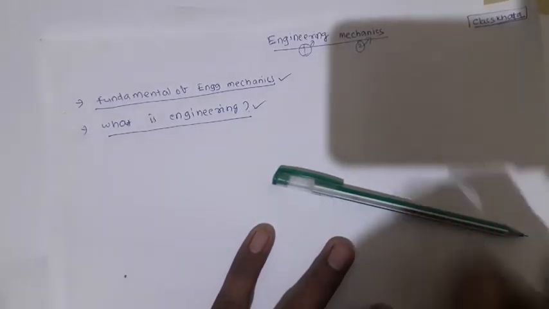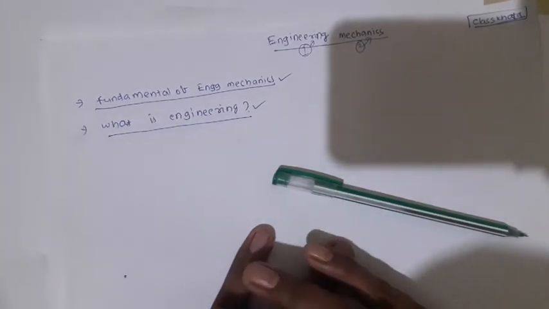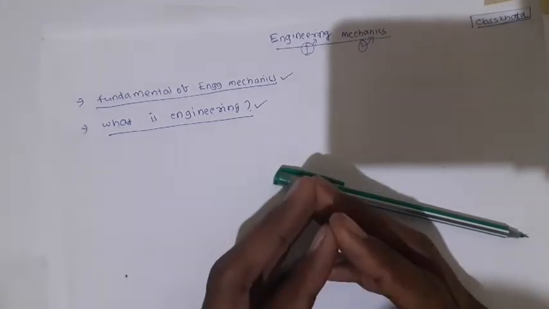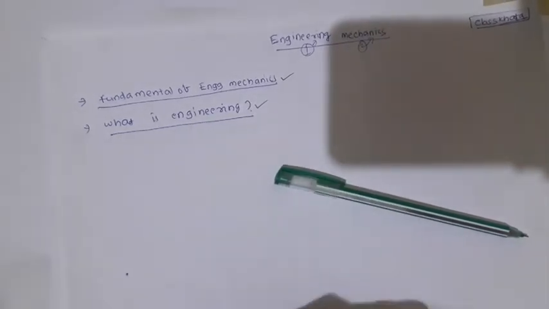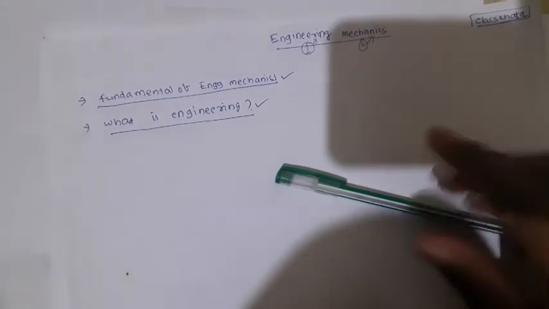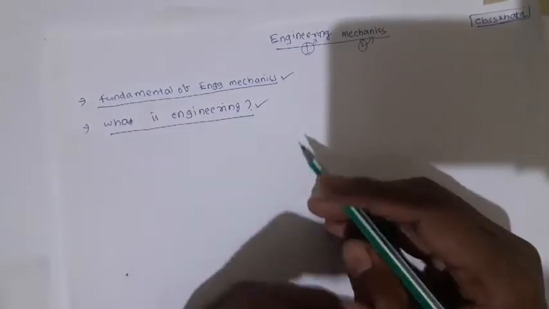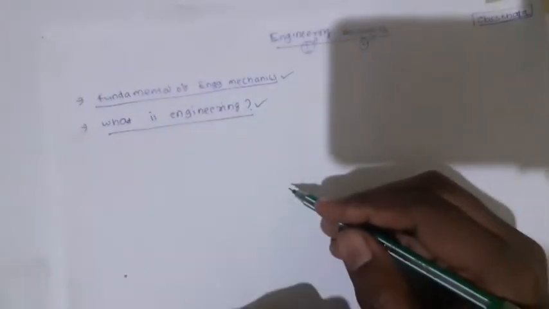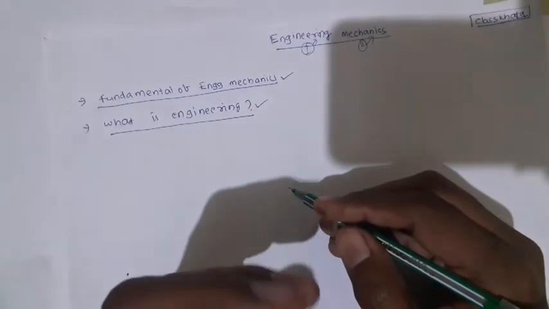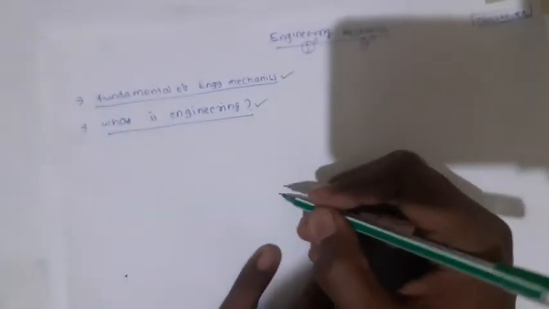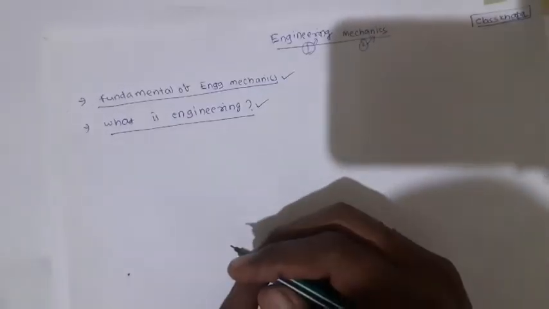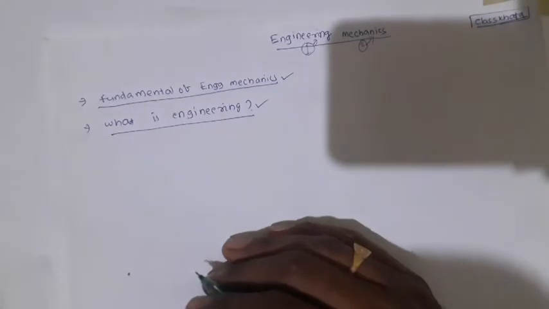So what is the function of an engineer? The function of an engineer is to provide or fulfill the basic requirements of humankind. For that, what do we need? We need some scientific skill. From where do we get scientific skill? From scientific principles. And what are those scientific principles? They come from applied mathematics and applied science.